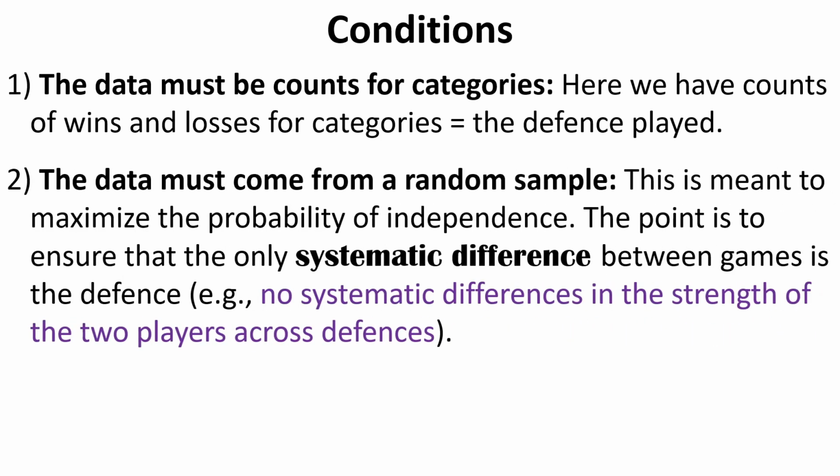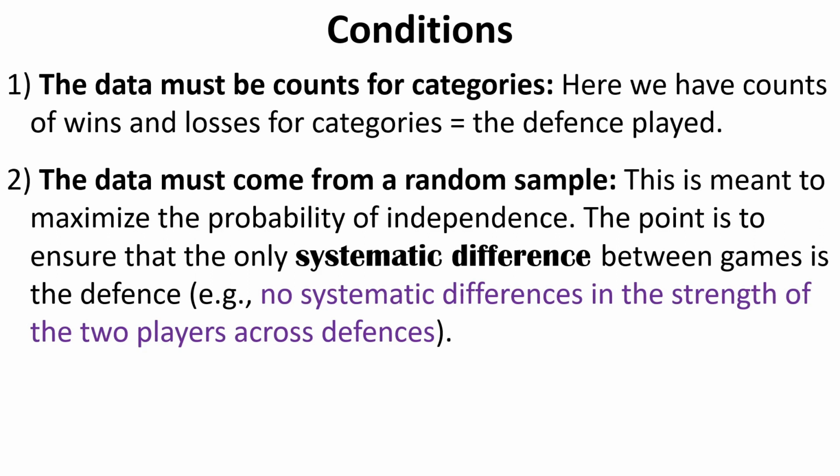Second, the data must come from a random sample. So this is true, of course, for all statistical tests. And part of the reason we want randomness is we want independence. We want to make sure each observation is independent from all the other ones. But furthermore, taking a random sample is meant to maximize the probability that the only systematic difference between each of our observations is the thing we're interested in.